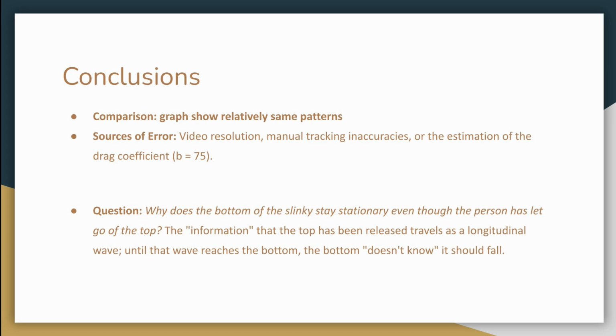Why does the bottom of the slinky stay stationary even though the person has let go of the top? It comes down to the tension force. When the slinky is hanging, it is stretched to a point where the upward tension force F_t exactly equals the downward gravitational force F_g. When the top is released, the information that the tension has changed travels as a longitudinal wave down the slinky at a specific speed. Until that wave reaches the very bottom, the bottom coil still feels the same upward pull from the coils immediately above it. Therefore, the net force remains zero and it stays suspended in mid-air, defying gravity for a brief moment, until the rest of the slinky catches up.